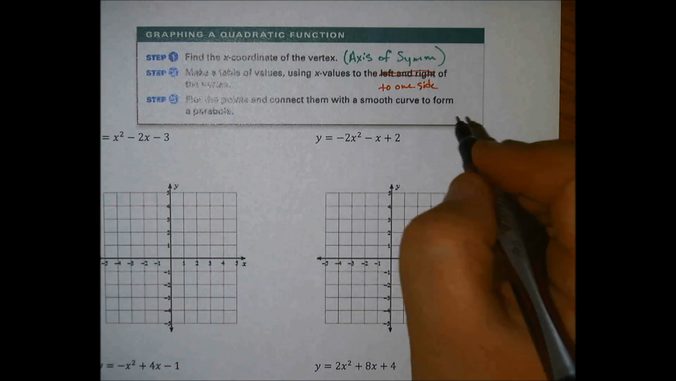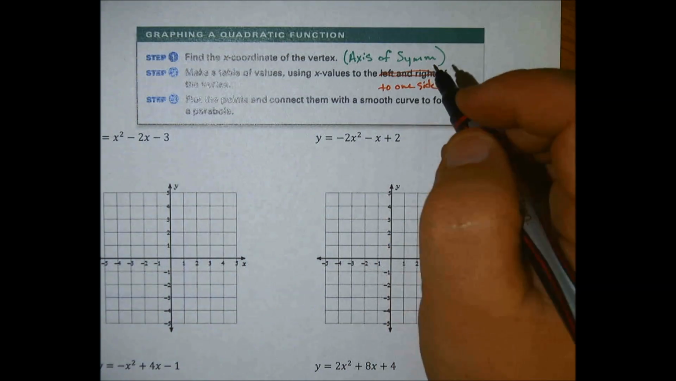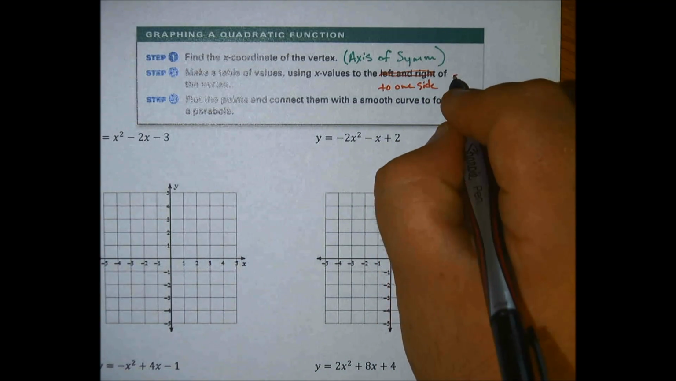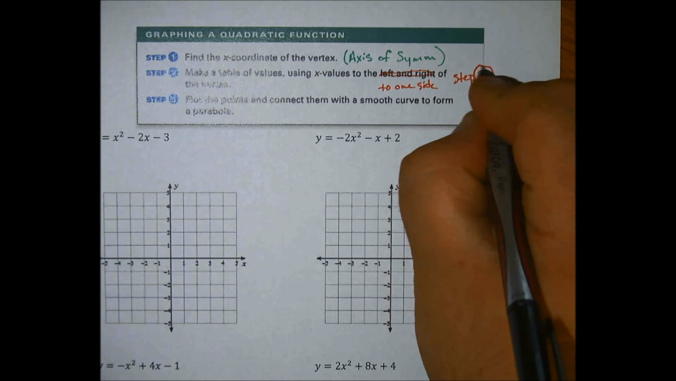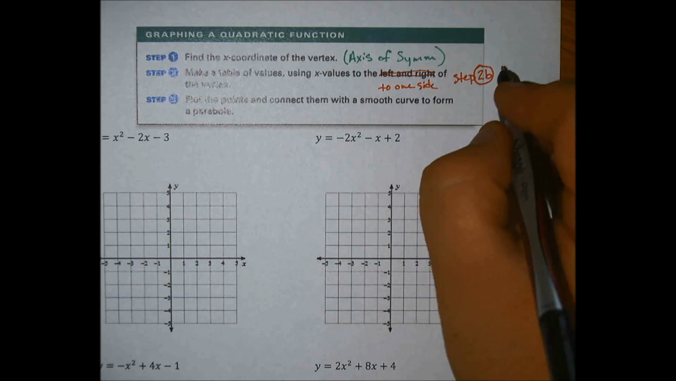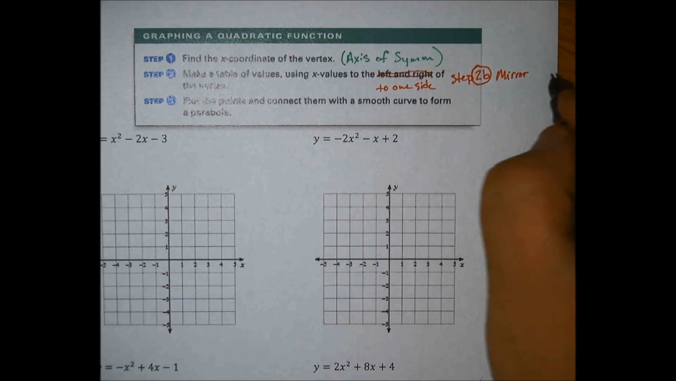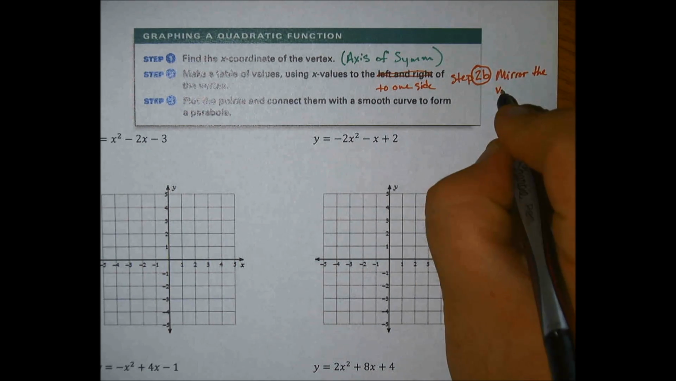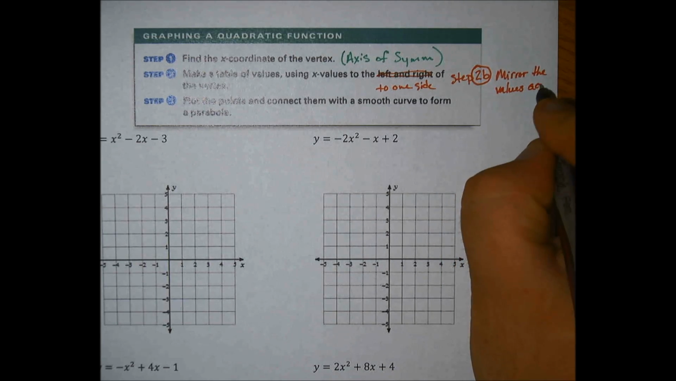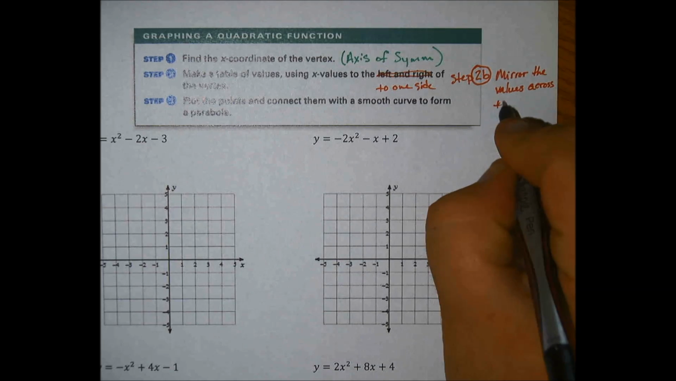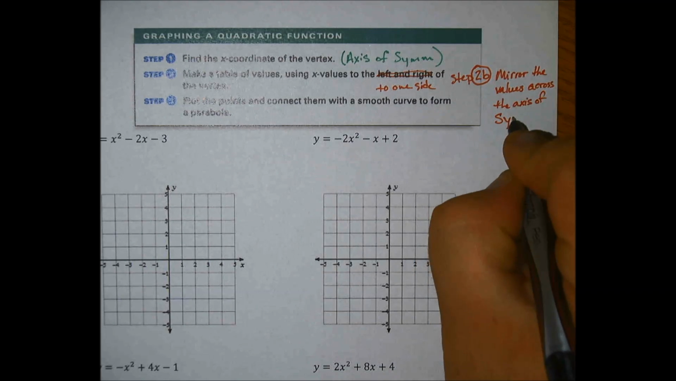Okay, to one side of the vertex. And then it says to plot the points and connect them with a smooth curve. But kind of a step 2b. So step 2b instead of just step 2 is to mirror the values. Mirror your values across the axis of symmetry.